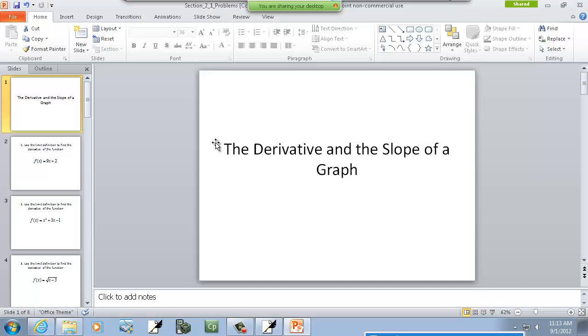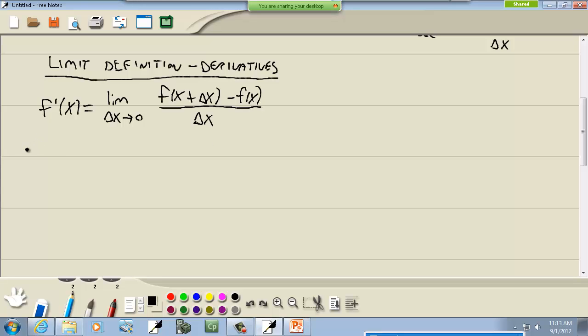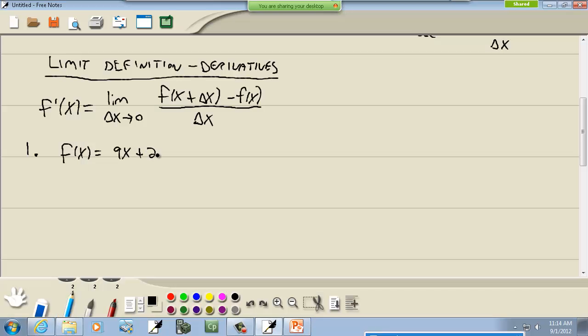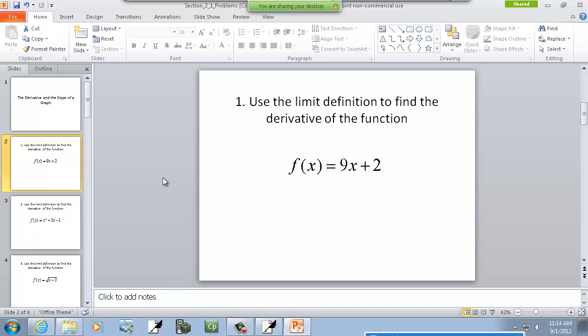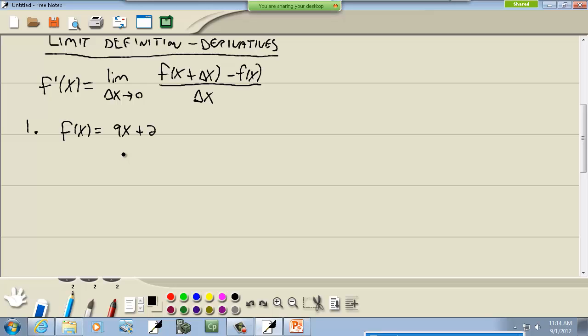And let's look at our first problem. Now I'm going to switch that formula up on you here in a minute. Delta x is kind of hard for some people to work with. I mean, it really has to be delta x to show the change in x. Okay, so number one, he says use the limit definition to find the derivative of the function. But then for ease of use, we're going to look at a better way.